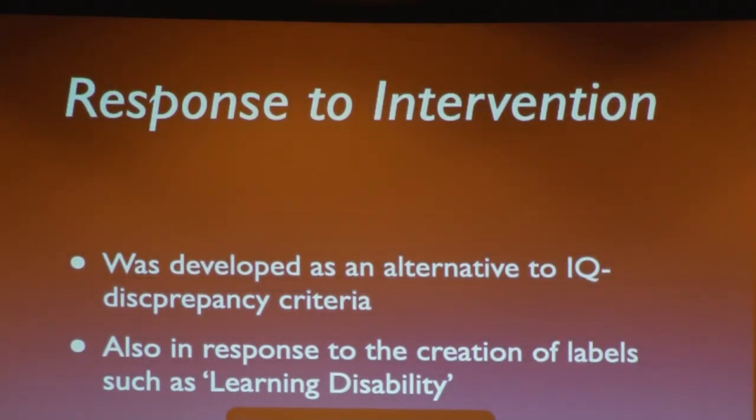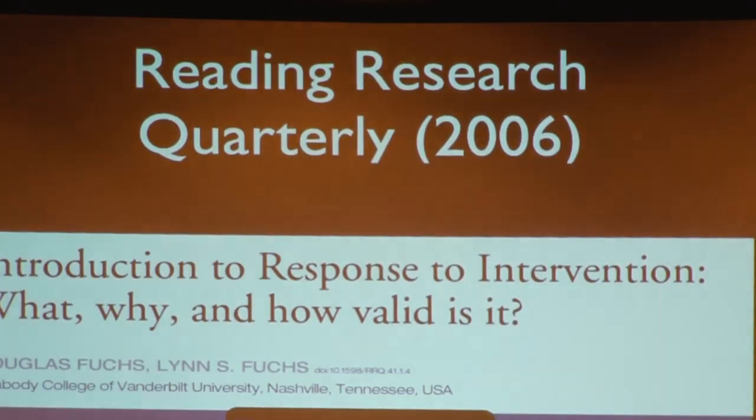Of course, I think I'm preaching to the choir here about response to intervention or multi-tiered system supports, which I think is an outgrowth, as far as I understand, of response to intervention. But this was essentially developed as an alternative to IQ achievement discrepancy criteria, and also in response to labels such as learning disability, to look at things in a more dynamic fashion.